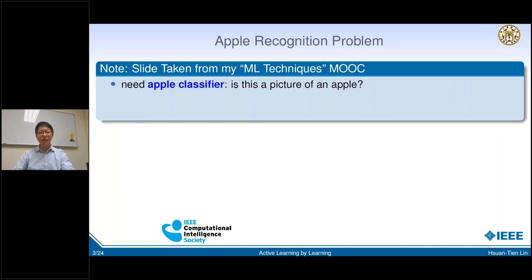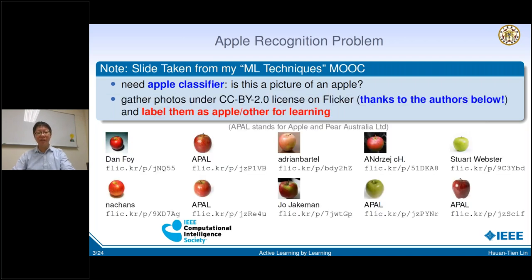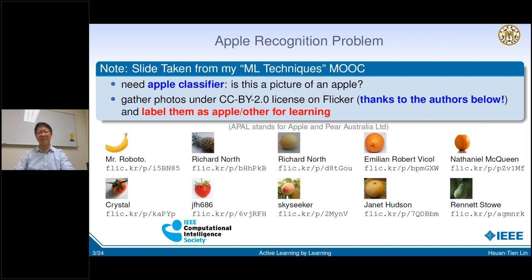I'm going to start by taking one slide from my machine learning techniques MOOC. And that's the need for building an apple classifier. Let's say we want to do classification and we want the computer to automatically tell us whether the picture is a picture of an apple. What we can do here, as you can imagine, is to gather some photos and label them as apples or non-apples. Here I'm gathering 10 pictures as apples, and maybe I'll gather 10 more as non-apples.